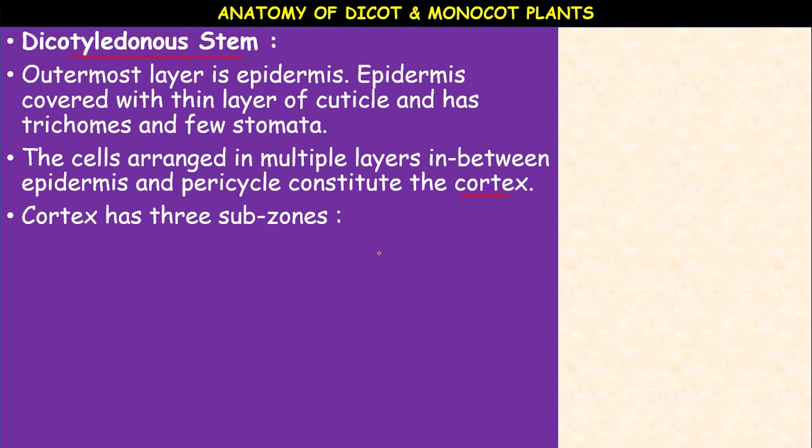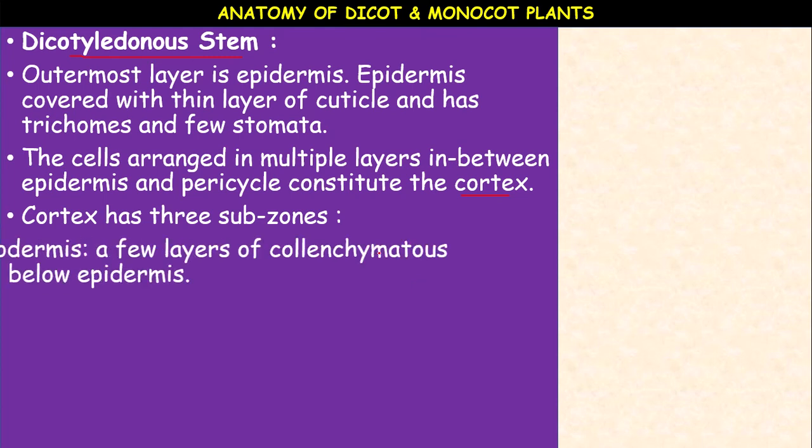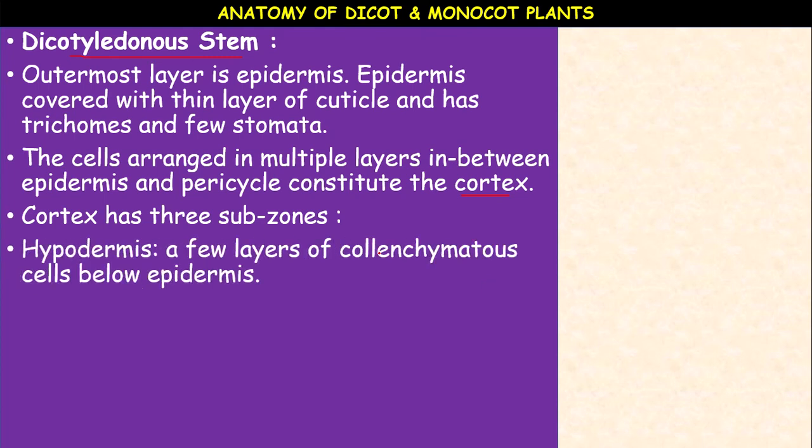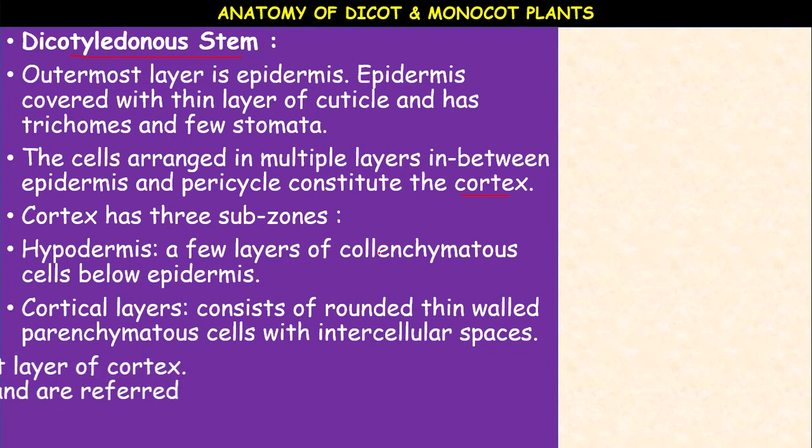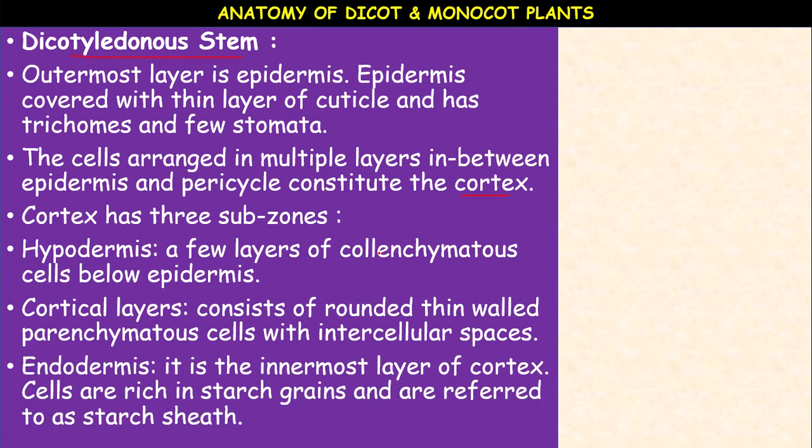The cortex has 3 subzones. What are they? Hypodermis, cortical layer and endodermis. The cortex is divided into 3 layers. The first one is hypodermis. In the hypodermis, a few layers of collenchymatous cells below the epidermis are present. Then the cortical layers consist of rounded, thin-walled parenchymatous cells with intercellular spaces.